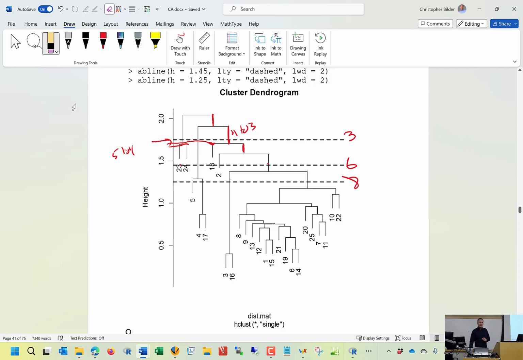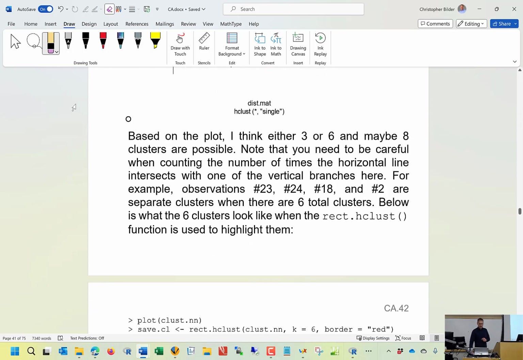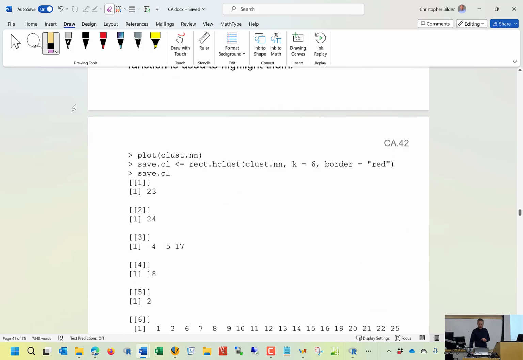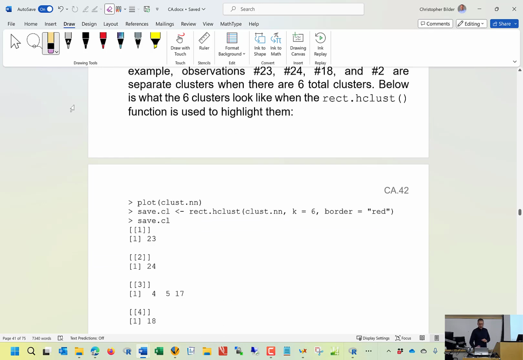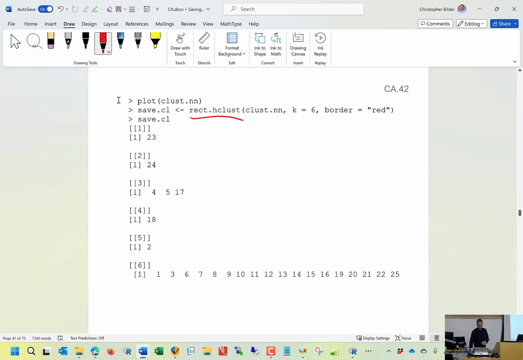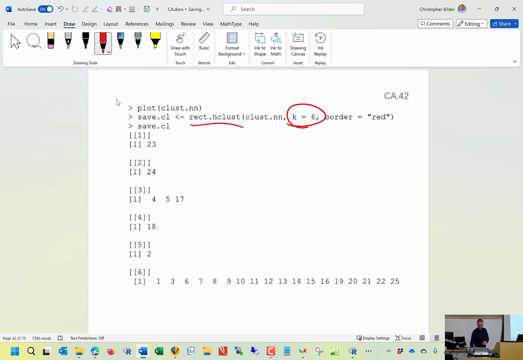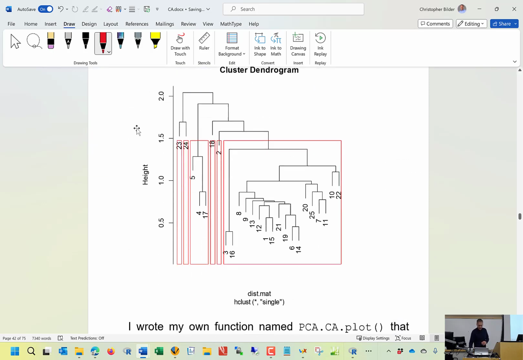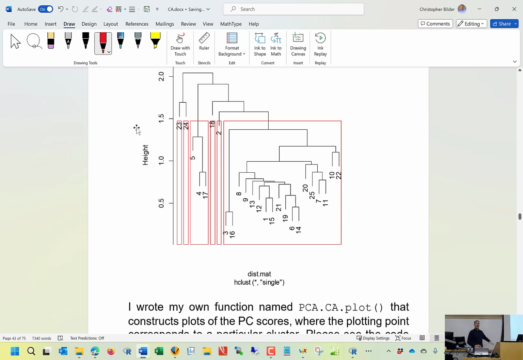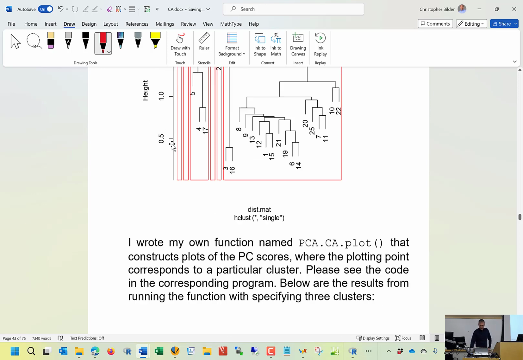Any other questions about this diagram? Well, again, we can use some of these other functions, for example rect.hclust, and if I say 6 clusters, we can see how everything is actually diagrammed out for you.